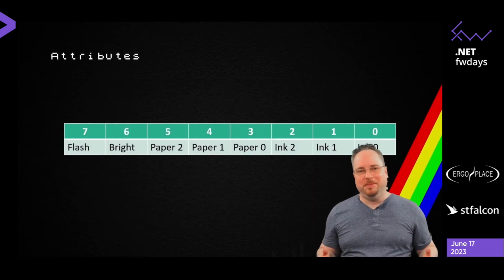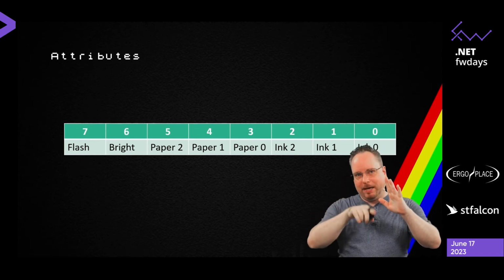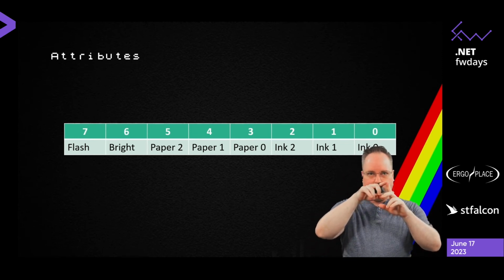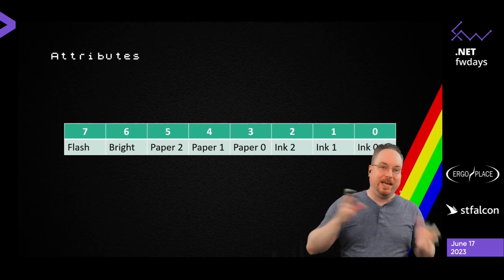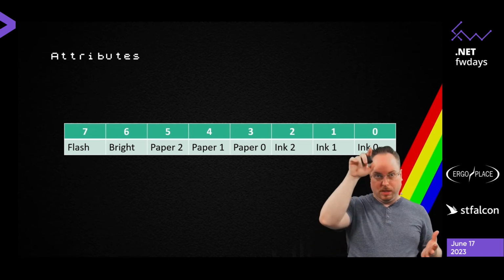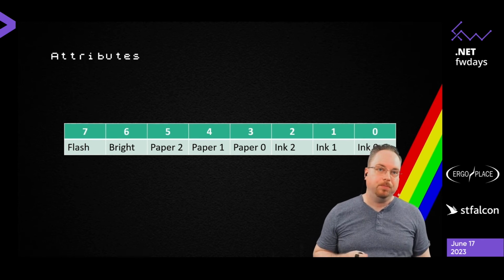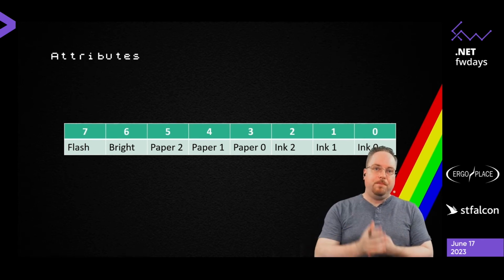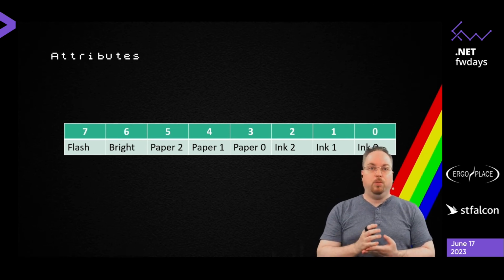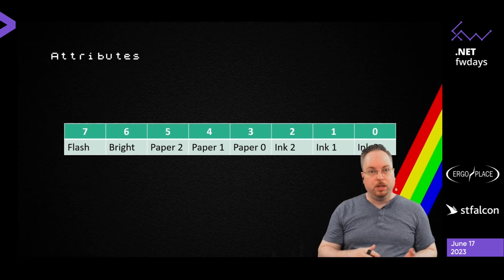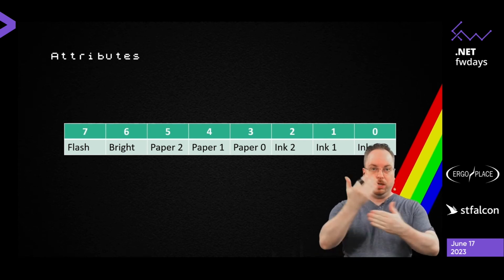Now, the attributes are stored in memory, per 8 by 8 pixels. So you store the paper color and the ink color per 8 by 8 block. So you can only change the color in these 8 by 8 pixels, and you will see an example of that in just a bit. So we have 3 bits for the ink, 3 bits for the paper, 1 bit for whether or not it should be bright, and 1 for whether it should blink. So it's switching between ink and paper.